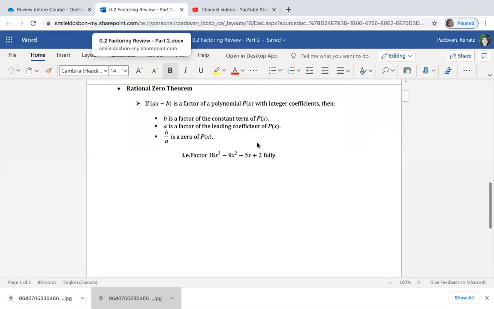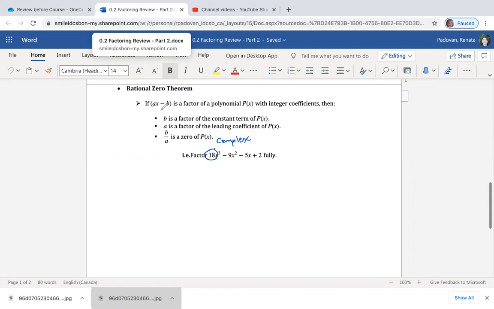If I had an expression that looked like this, factor 18x cubed minus 9x squared minus 5x plus 2, using the rational zero theorem to factor this fully. Now, the only difference from the previous integral zero theorem is that the a value here is not 1, right? The a value here is 18, meaning that this makes it complex. It would be like complex factoring from before.